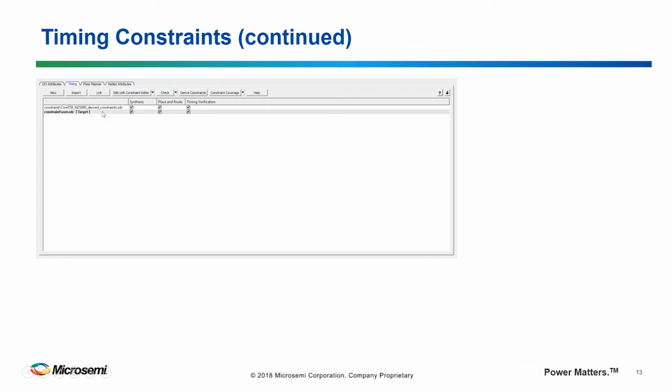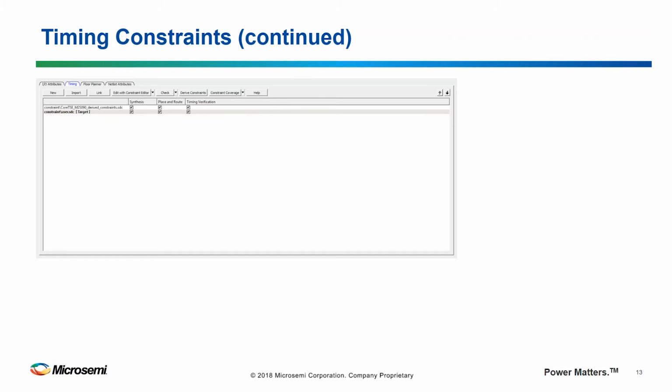When I create timing constraint files in the constraint manager, I can specify where I want those constraint files to be used. Do I want to use it for synthesis? Do I want to use it for place and route? Do I want to use it for timing verification? You could have one file that you use for all three steps, or you could have separate files for each step if you wanted to.